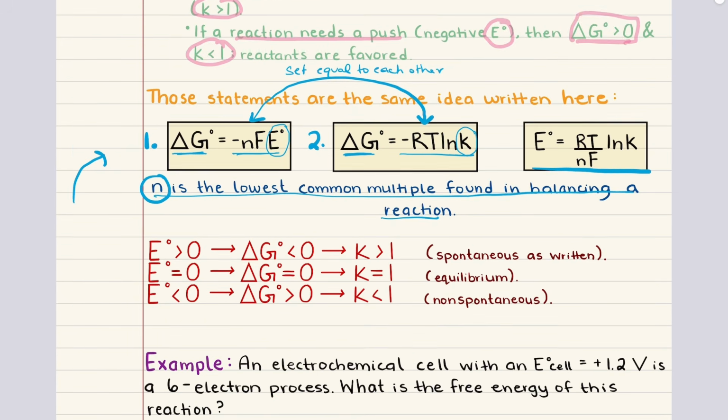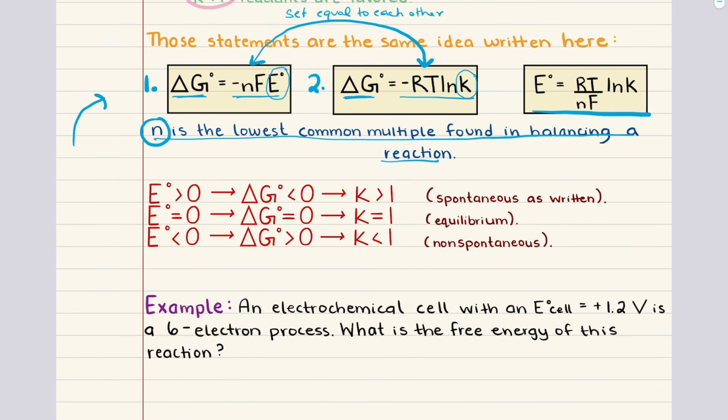Now, based on these relationships, we can make 3 quick interpretations. If the cell potential is greater than 0, then delta G naught is less than 0, and K is greater than 1, which means the reaction is spontaneous as it's written. If the cell potential is equal to 0, then delta G naught is equal to 0 and K is equal to 1, which means the system is at equilibrium. And if the cell potential is less than 0, then delta G naught is greater than 0 and K is less than 1, meaning the reaction is non-spontaneous as written.